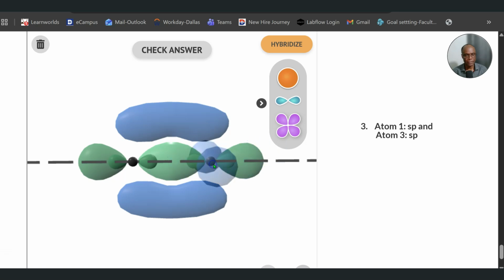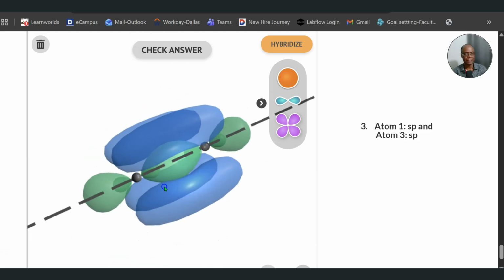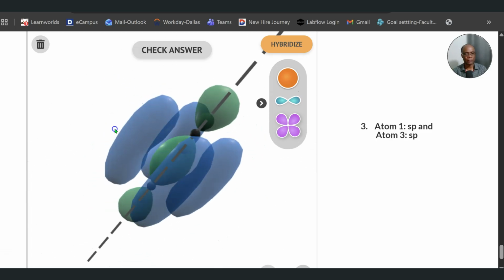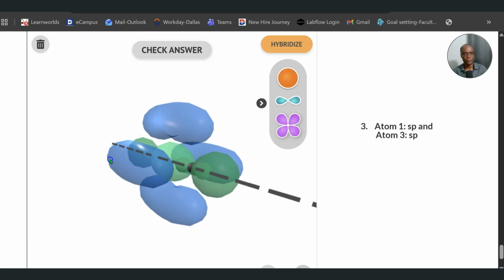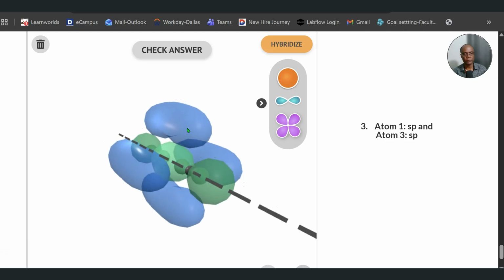Then I put the second unhybridized p orbital. See how it's staying 90 degrees to the green. And with the second unhybridized p orbital, immediately, again, they make the next pi bond. And you can see, this is a pair of pi bonds. So the top blue and the bottom blue, that's 1 pi bond. The left blue and the right blue, that's another pi bond.